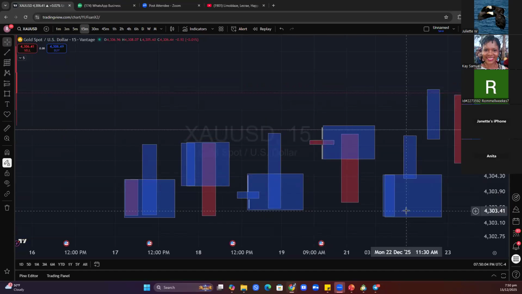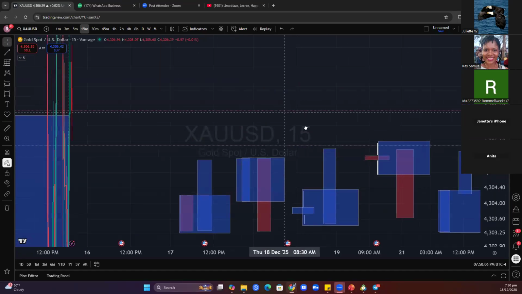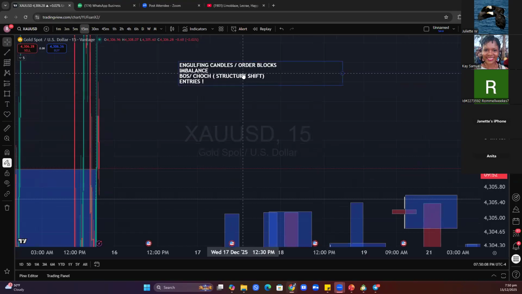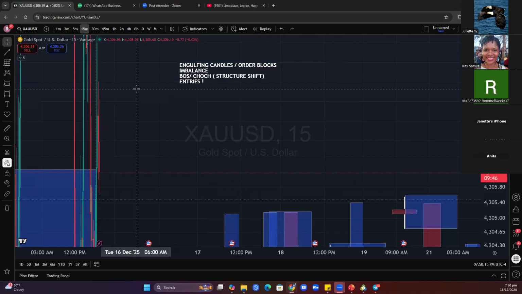We should be clear on what it is now, because we just went through it. We got the engulfing candles, we got the order blocks. We clear?